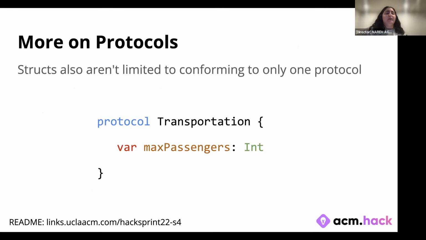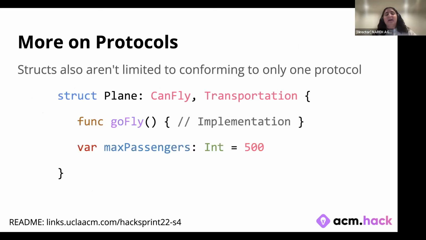Okay, so some more on protocols. Structs aren't only limited to conforming to one protocol. Let's say we have some protocol called transportation, and the variable that they have is max passengers, which is some integer type, so they can have that many passengers. As we can see, some struct plane can also have a can fly type, and can conform to can fly and can conform to transportation. So it doesn't just have to conform to one.